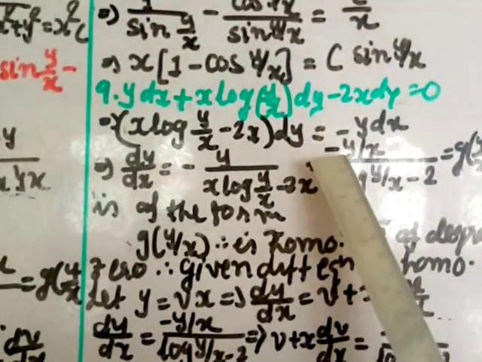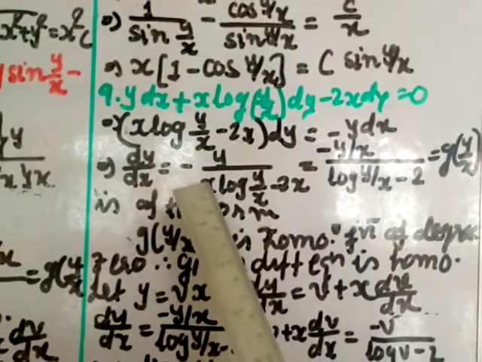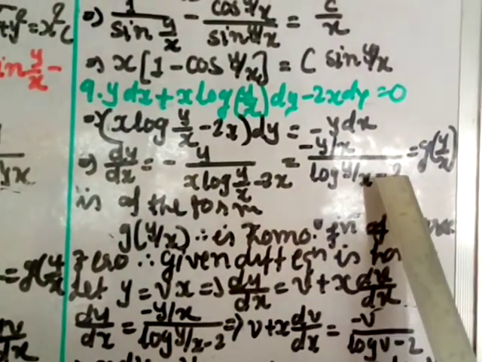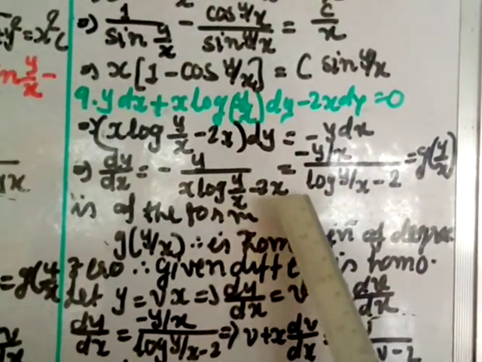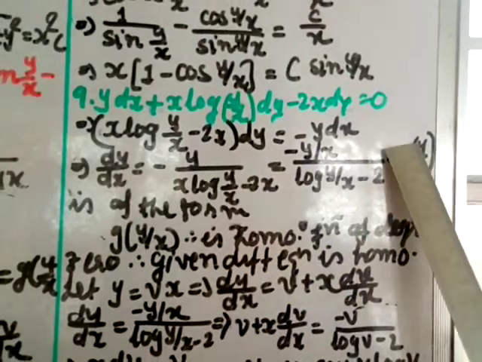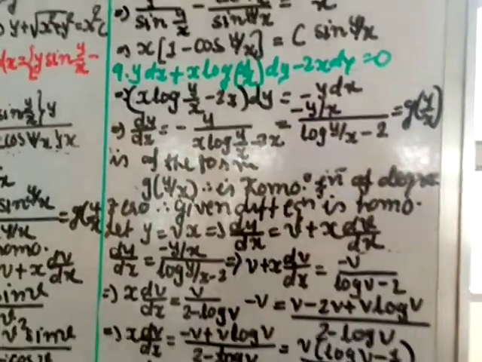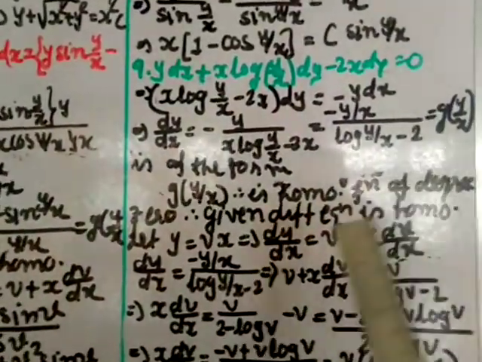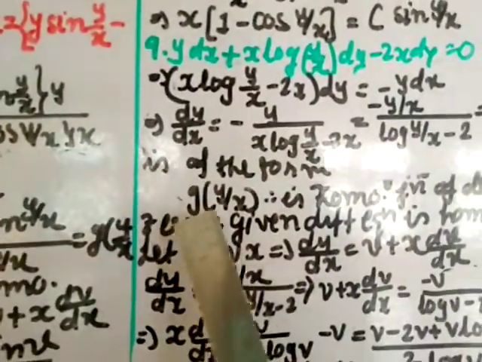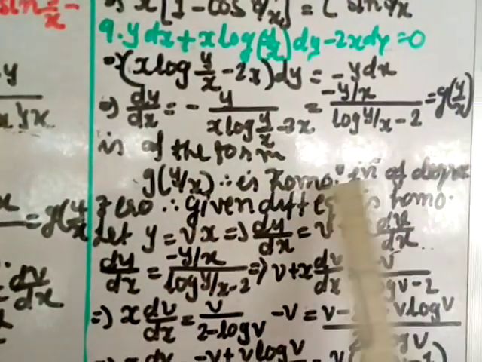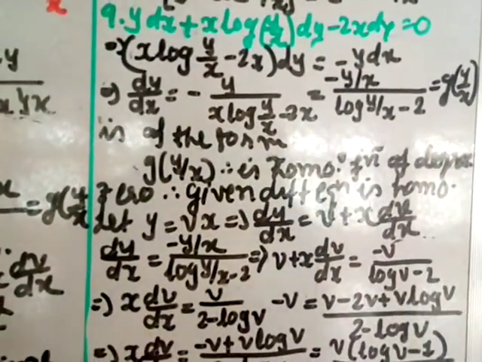So you divide here by x, so minus y by x. Here you divide by x, so here remains log y by x. Here you have 2x, so divide by x, you get 2. So this is of the form g of y by x. Therefore it is a homogeneous differential equation. The power is 0. Therefore this is of the form g of y by x, the homogeneous function is of degree 0, and the given differential equation is homogeneous.